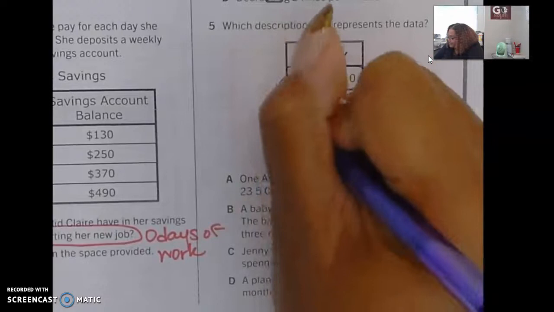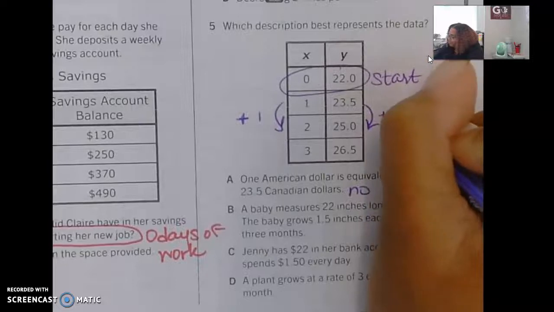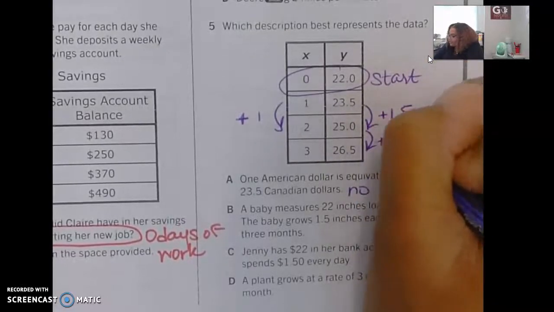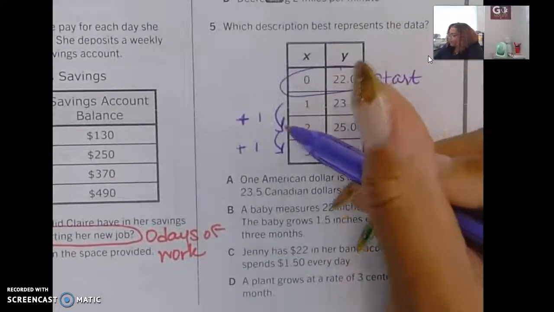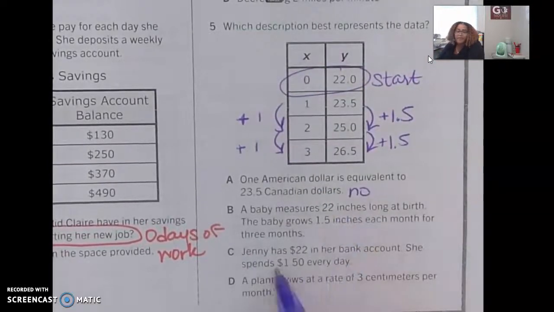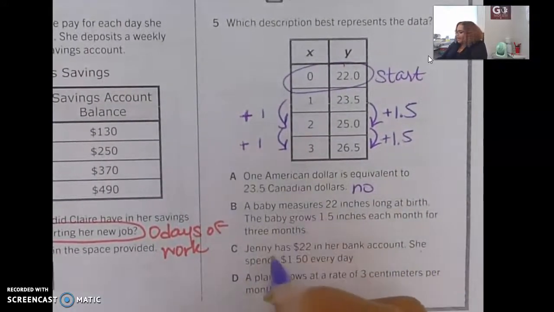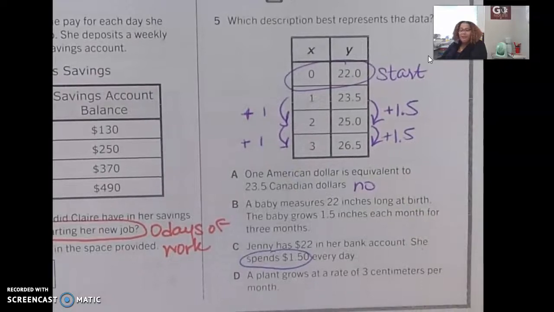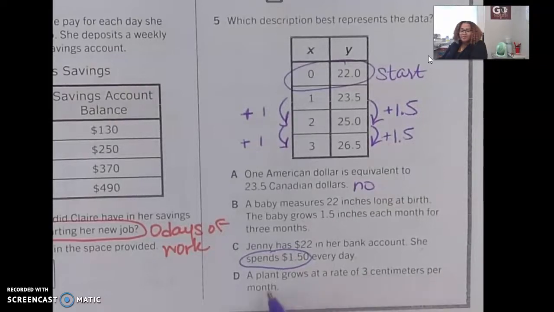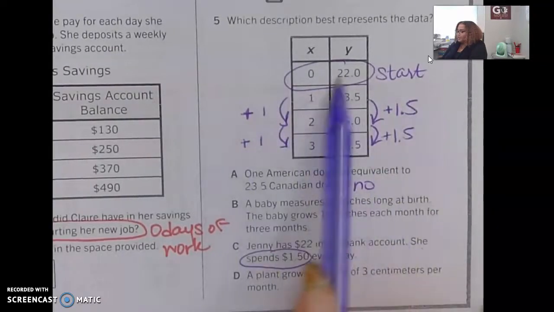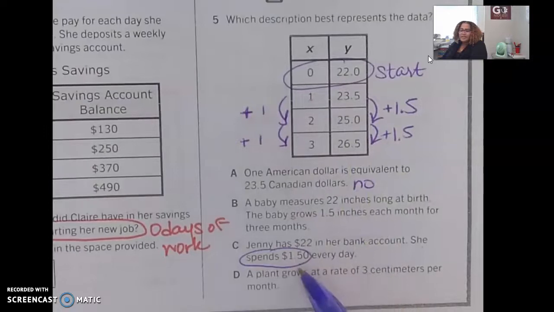Well, I need to see the difference here and here. This is plus 1 month. This is plus 1.5. Looks good to me. This is plus 1.5, and this is also plus 1. So this is 1.5 for every 1x. Then it says Jenny has $22 in her bank account, and she spends $150 every day. A spending of $150 means I'm subtracting here, and I'm not doing subtraction. And then it says a plant grows at a rate of 3 centimeters per month. Well, that doesn't even show a relationship here, because then that would mean that my plant would have to start at 22 centimeters, and it doesn't explicitly say that.